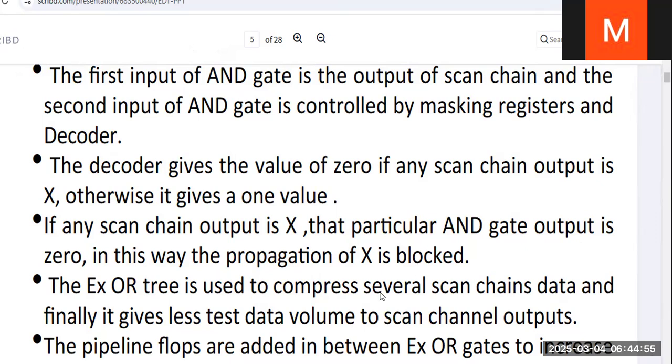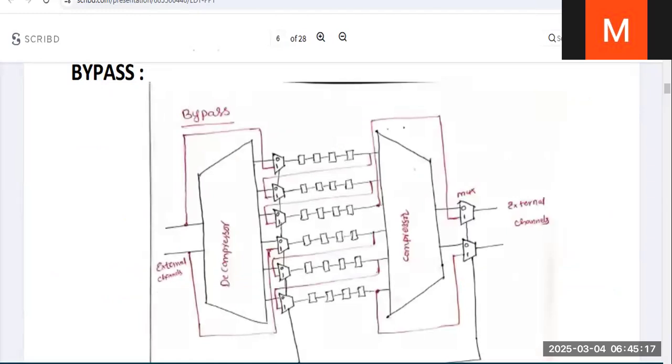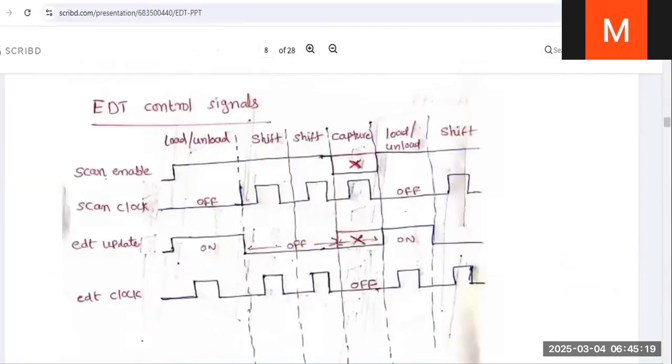XOR is used to compress the data of several scan chains, and finally it gives less test data volume at the scan channel outputs. The pipeline flops are added in between the XOR gates to increase the data transfer rate. So pipeline flops are used to increase the data transfer rate. So this is an EDT.